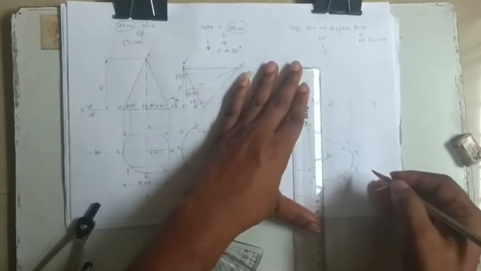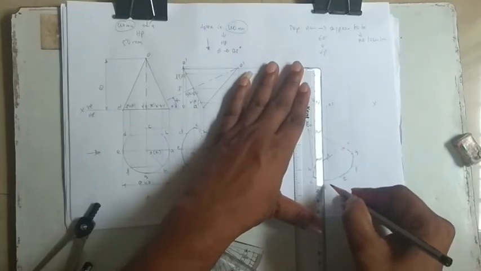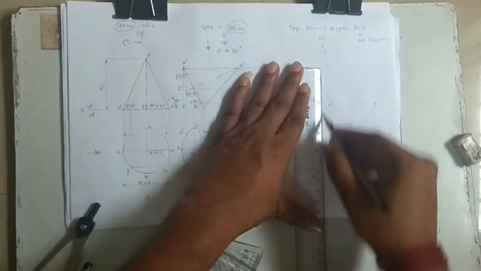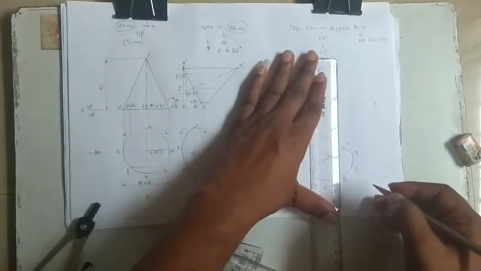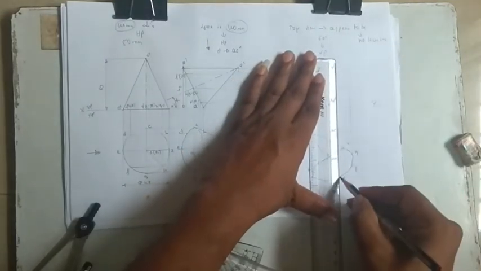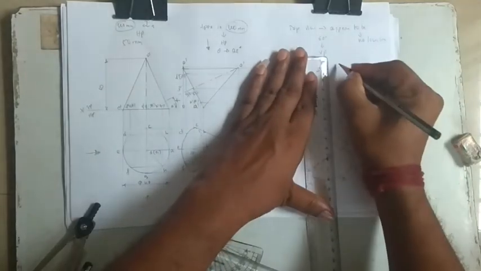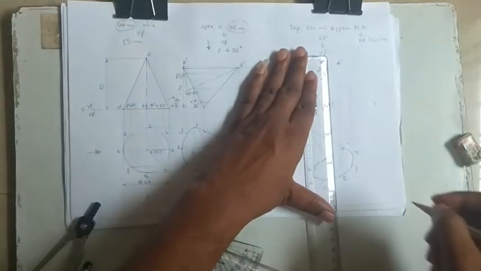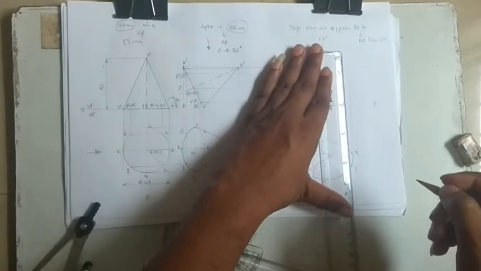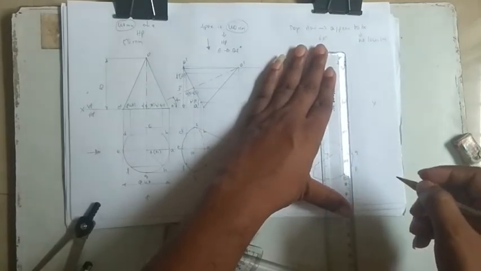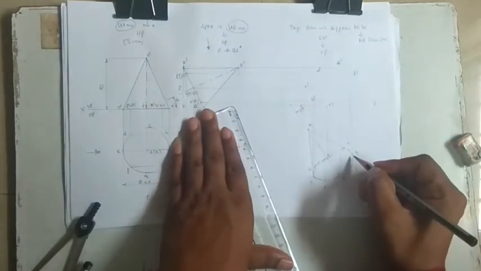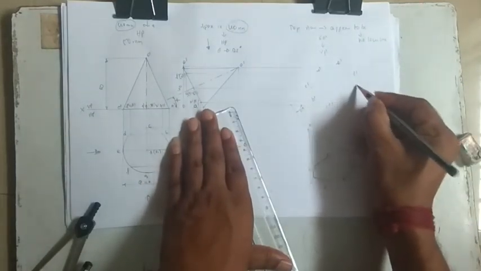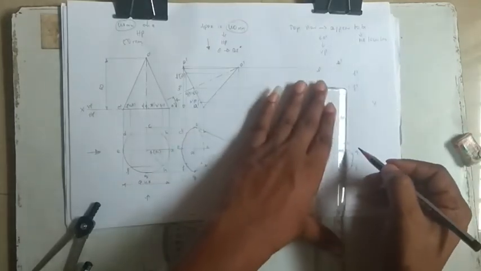So next is D. D is on the next line, so just take D dash. So next it will be E to the uppermost line. So this is E dash. So next it's F, and F and G are coming on the same line, so this is our F dash. So next will be G dash.